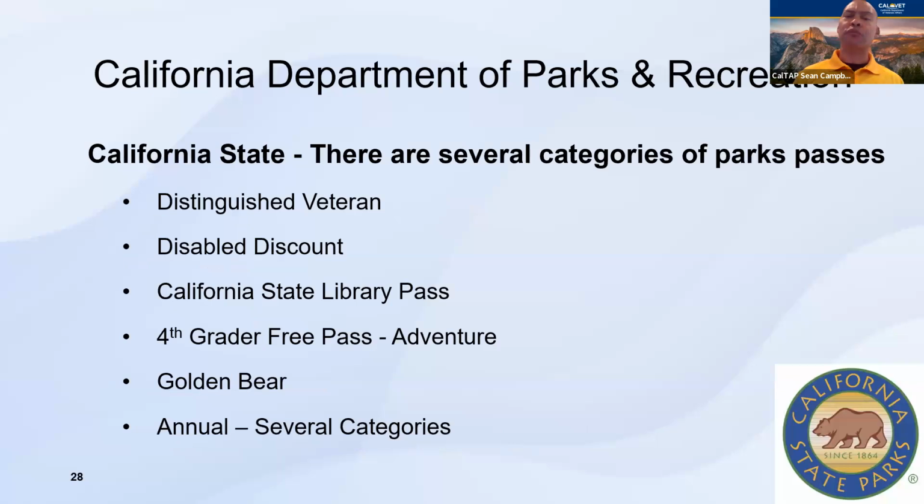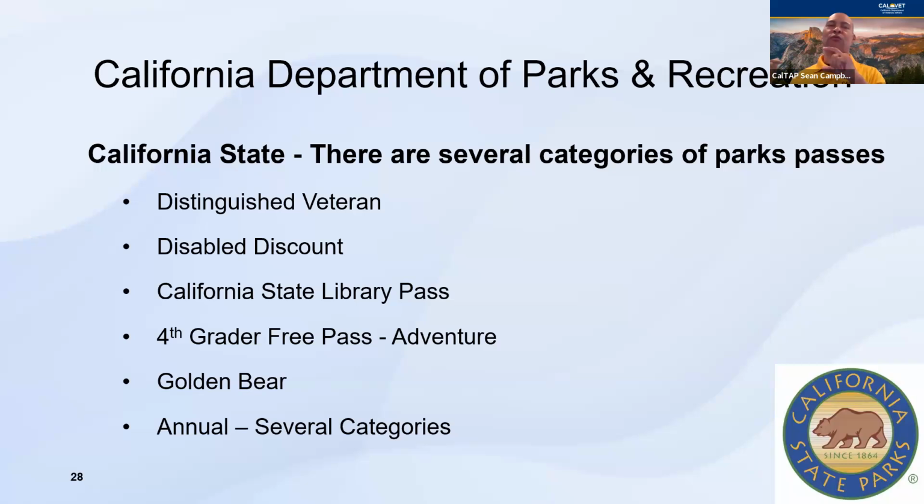When it comes to talking about the different parks and the different park passes, there are several categories, and I understand that sometimes it can be a little confusing to people. So I just want to take a moment and explain some of the different categories of park passes. There's Distinguished Veteran, Disabled Discount, California State Library Pass, Fourth Grader Free Pass for Adventure, Golden Bear, and then when you're buying annual passes, there are several categories of annual passes. We're just going to talk about some of these.